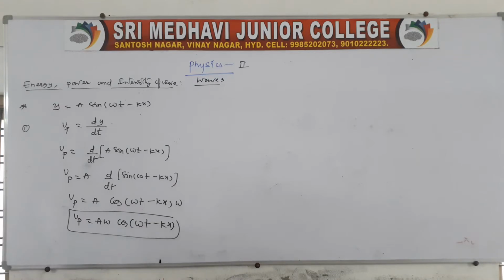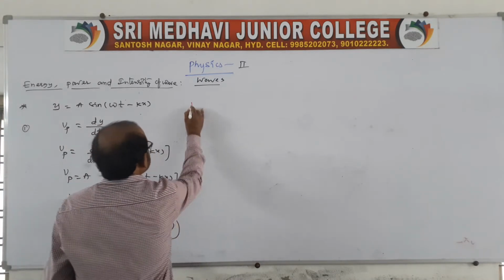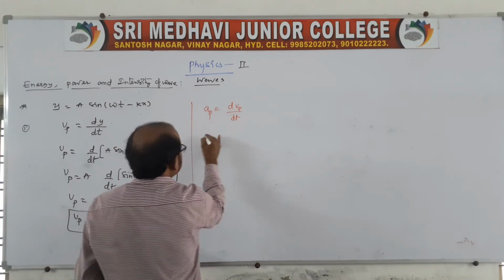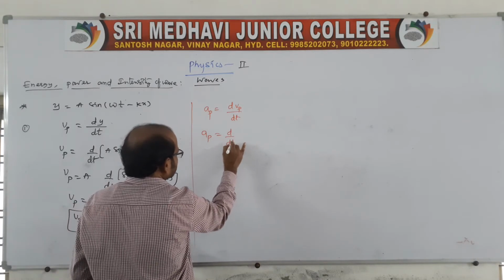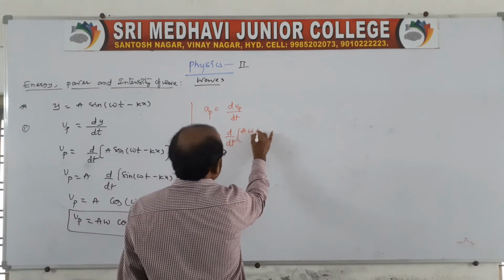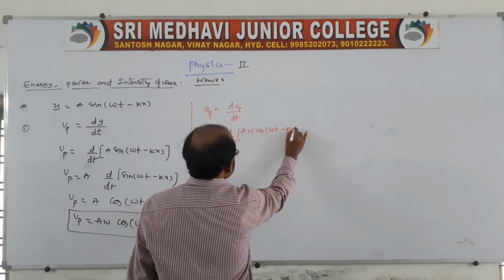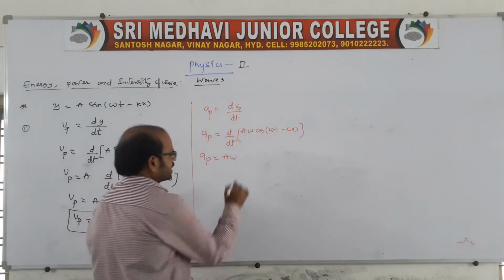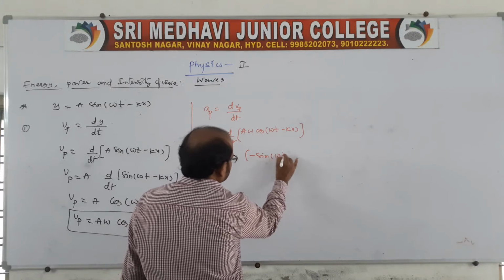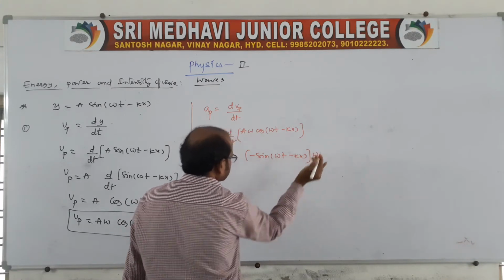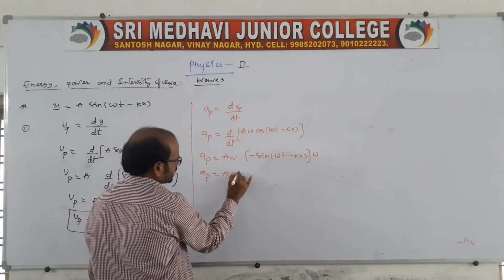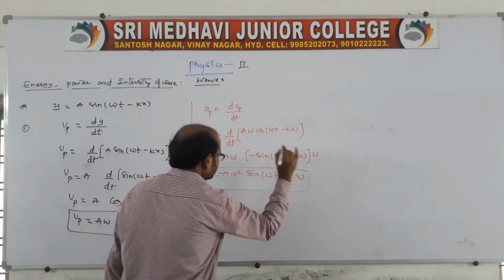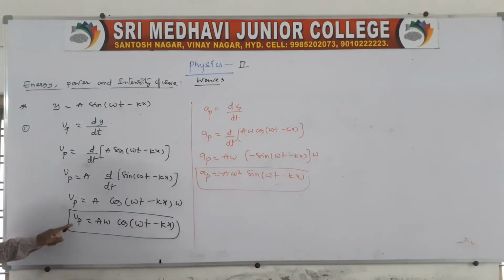Now that we know the velocity of a particle, we should get the acceleration of a particle, that is Ap = dVp by dt. Ap is d by dt of aω cos(ωt − kx). Differentiating cos gives minus sin, and differentiating again gives Ap = −aω² sin(ωt − kx).